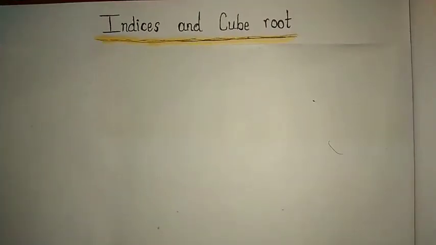In today's lecture, we will study the third lesson of 8th standard, that is indices and cube root. In the previous standard, you have already learned what is index form, what is multiplication form, what is square root, cube and cube root, and what is the meaning of indices. So we will just revise it.